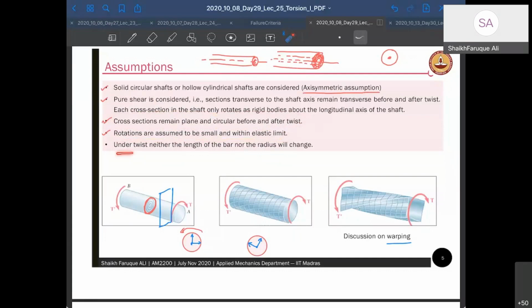Under twist, neither the length of the bar nor the radius will change. So there is no increase in length, and therefore there is no change in radius. Why is there no increase in length? Because, as I said, a plane section will remain plane. So there is no warping. There is only twist, there is no warping, and therefore there is no change in length. But that is not true for non-circular members, because some portions will go inside and some will come outside. Therefore, in some portions the length will increase and in some portions the length will reduce. Okay.